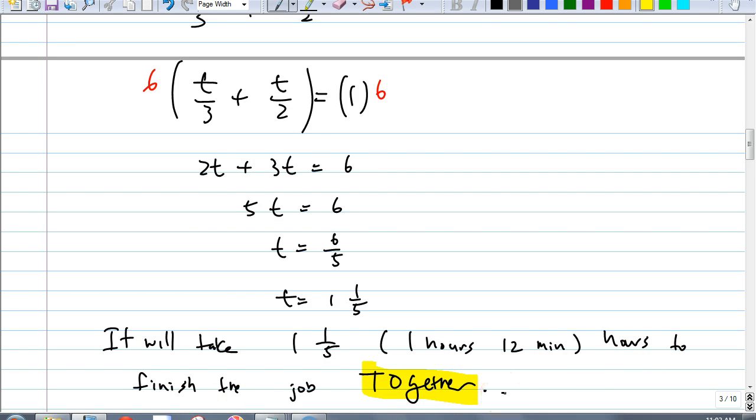Is that important? Because there are many times that's given. This time, particularly, it represents how long it will take both of them, if they both work together. It will take 1 and 1/5 hour, right? Or 1 hour and 12 minutes. Any question?